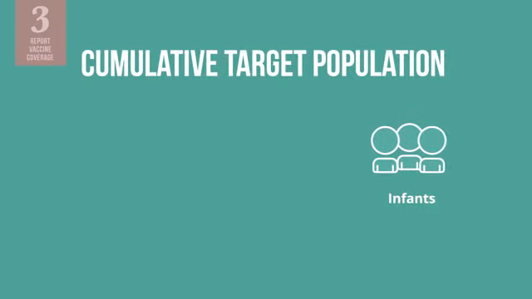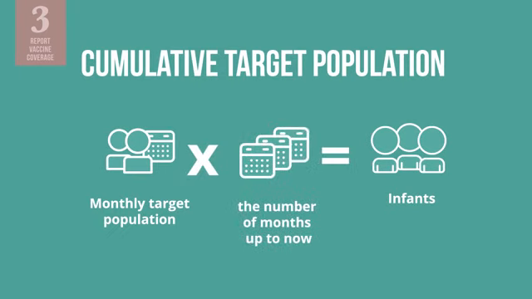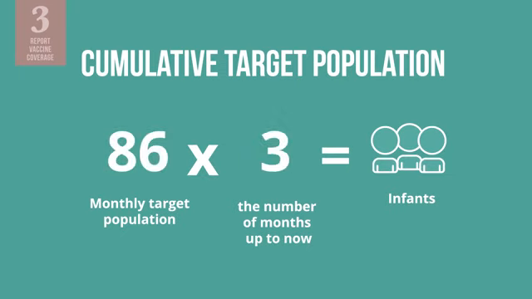The cumulative target population is the monthly target population for 1 month multiplied by the number of months, up to the current month. So, let us say that the health facility in our previous example is creating a report in March, which is the 3rd month of the year. If we take the health facility's monthly target population of infants, 86, and multiply it by 3, the total is 258 infants.